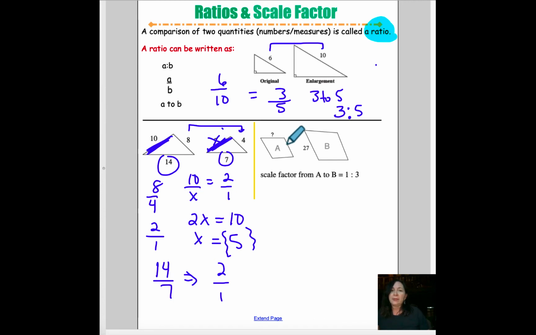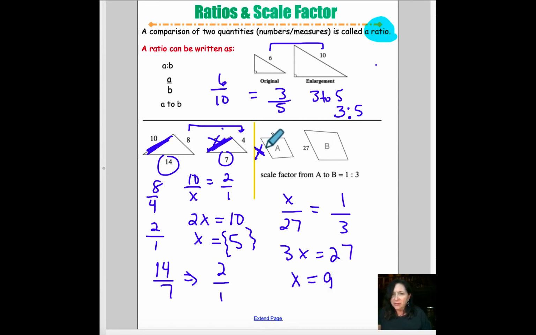Now, in this problem, I am trying to find another one of the sides. First I'm going to find this side here. And in finding this side right here, I'm going to go x is to 27 as 1 is to 3. And in cross multiplying that, I'm going to get 3x equals 27. Divide by 3, I get x equals 9. And so that means this side right here is 9. And so basically, just given a scale factor from one to the other, you're always going to want to be able to go either small to large or large to small. If they say A to B, they're looking for small to large. Okay.